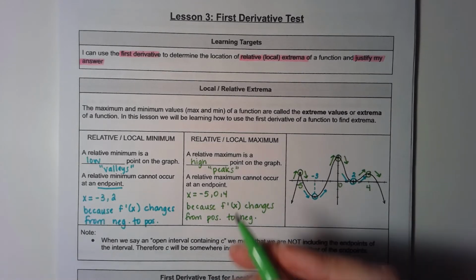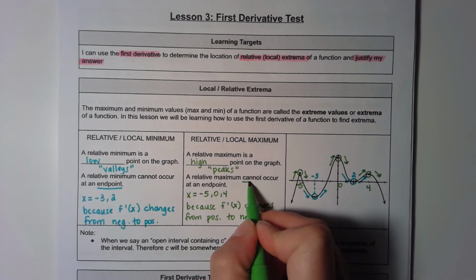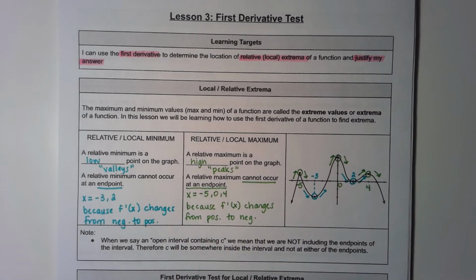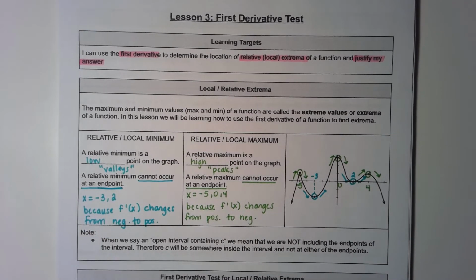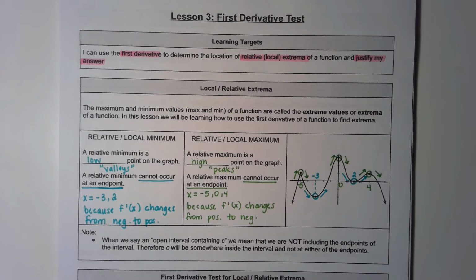Now, it's really important to also note that a relative maximum also cannot occur at an endpoint. So when we eventually start talking about absolute maximums and minimums, then we are going to consider the endpoints as potential locations for those values. So it's important to note that when we're talking about relative maximums and minimums, we are not looking at the endpoints of a graph. Now, when we say, for example, look at this graph and look at the open interval containing the value, what we mean is that we are not including the endpoints of the interval. So in other words, you're going to find the max or the min. So the C value is going to be your max or your min.